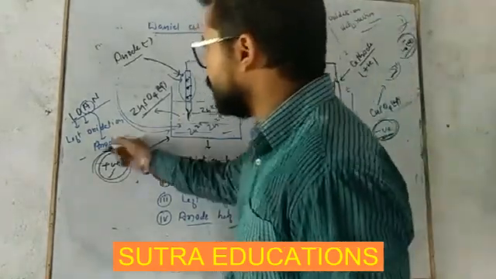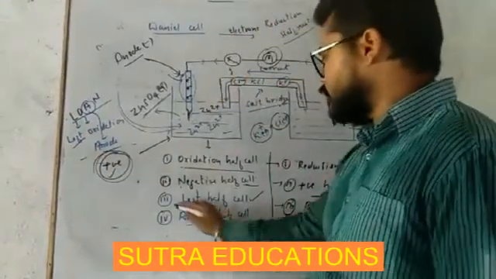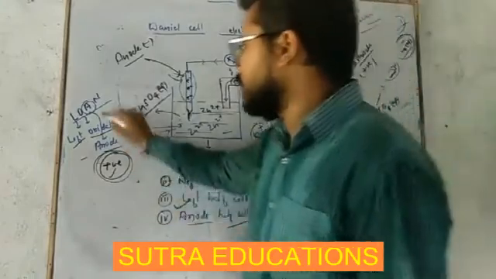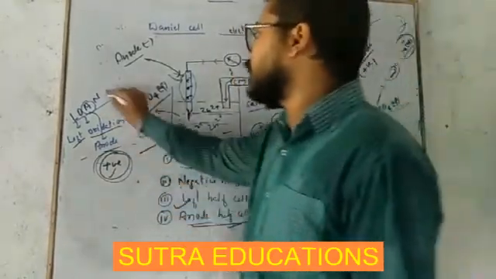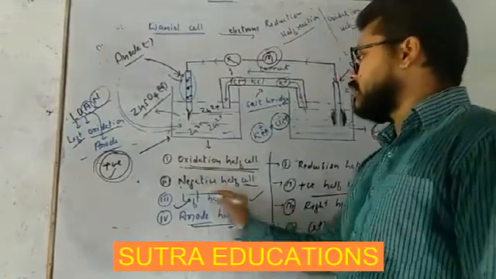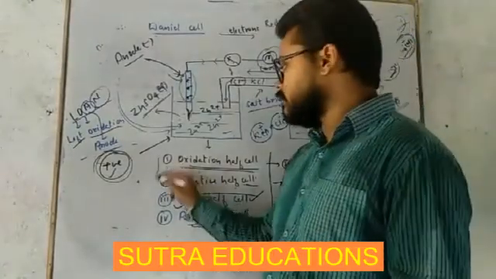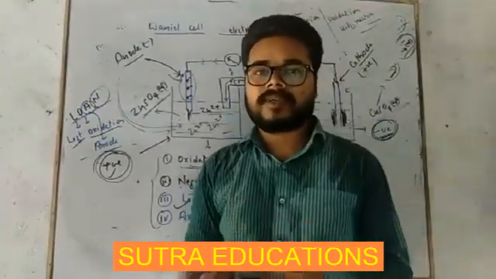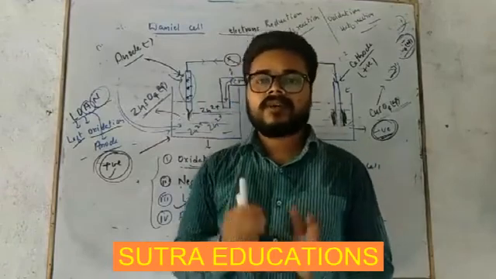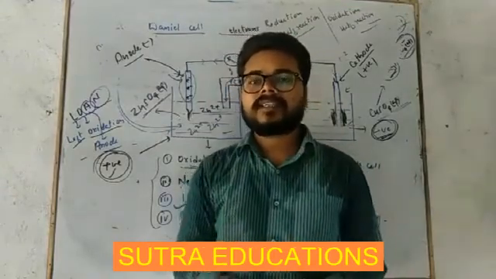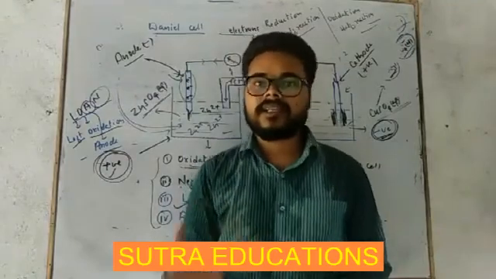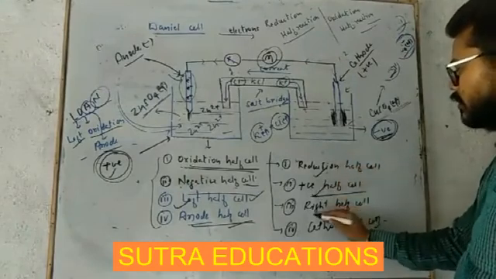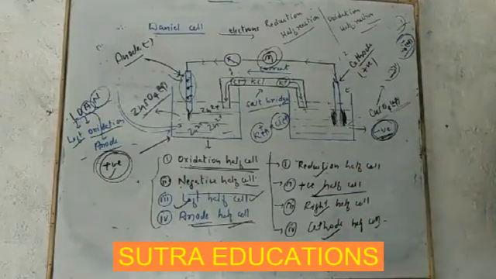So I was telling you, it is LOAN. L stands for left half cell. O stands for oxidation half cell. A stands for anode half cell, and N stands for negative half cell. So to remember all these names, you can simply remember LOAN. In this case, it will be reduction half cell, positive half cell, right half cell, or cathode half cell. Getting this?